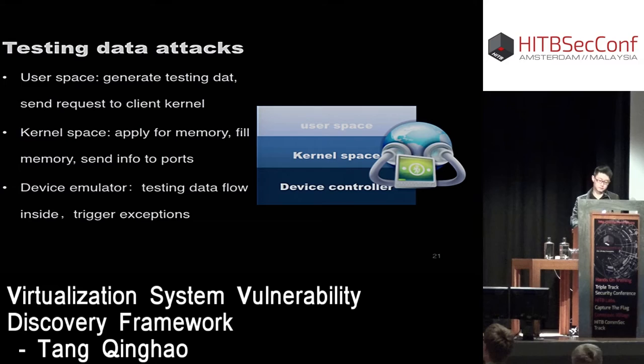Sending out testing data to target components is a similar process. The first step is that the user layer of the client generates testing data and sends a request to the client kernel according to specified operations from the data. The second step is that the client kernel applies for memory according to the request, fills out the memory, and sends out memory information to specified ports. As we can see, the main functions of the client program are getting target components, generating testing data, and sending test data. Additionally, it sends logs to the server of the controlling center in time.